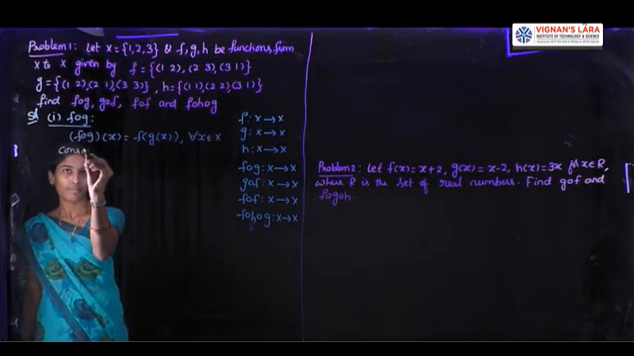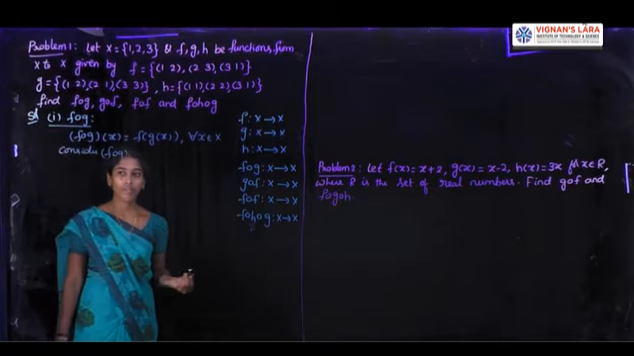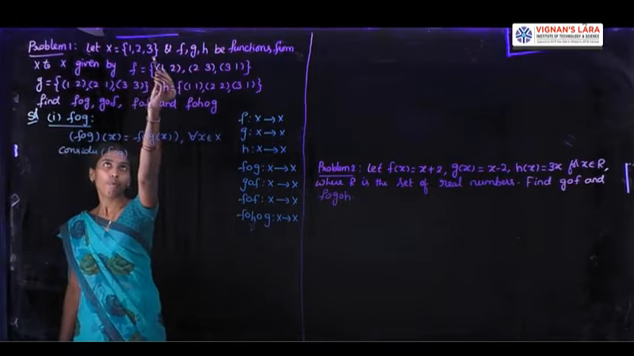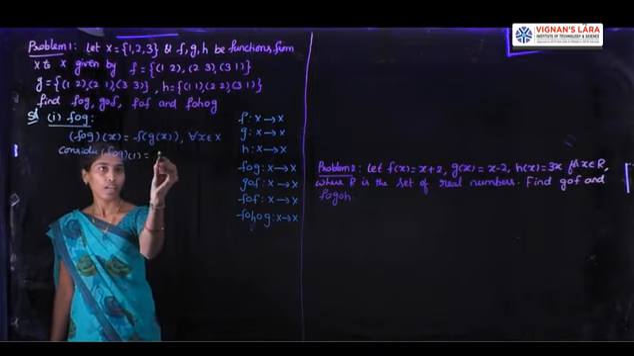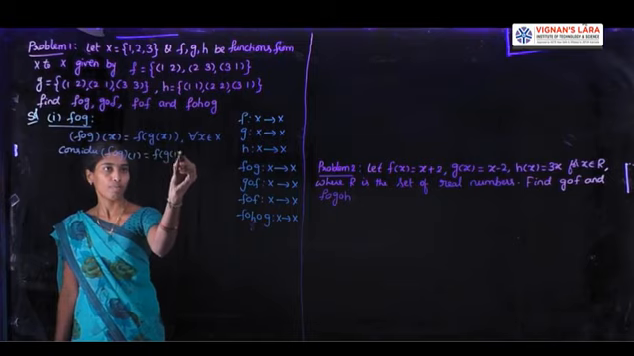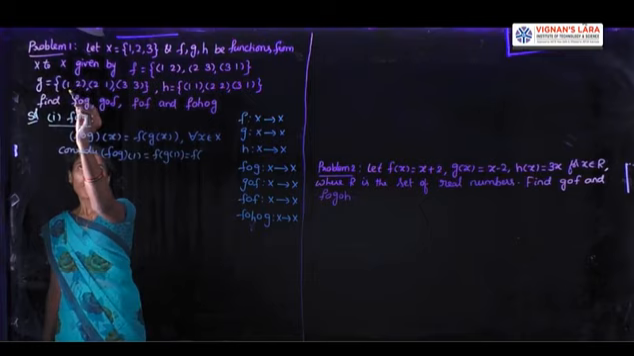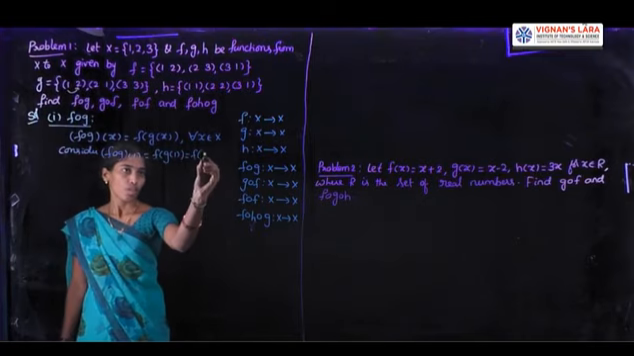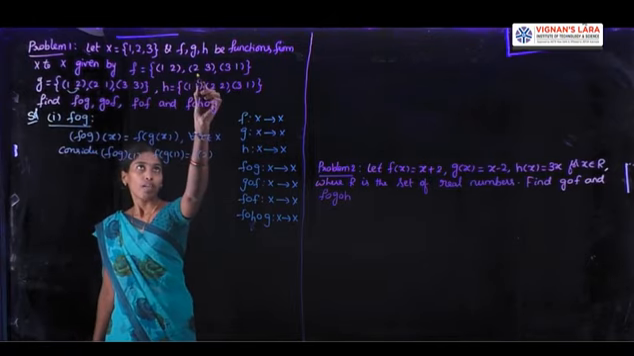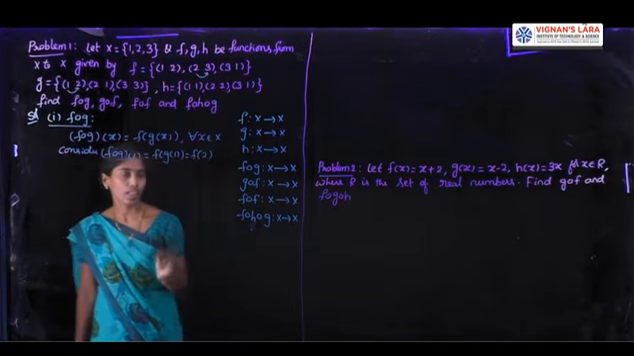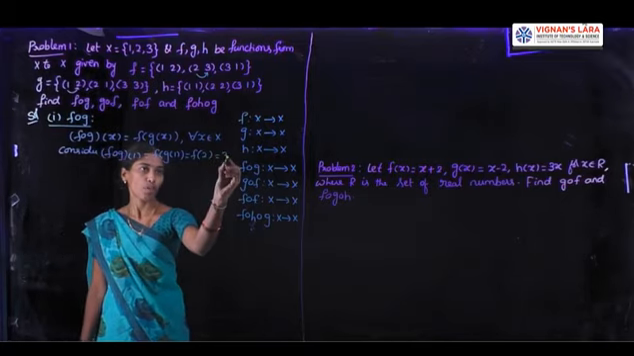Right. Consider F circle G. What are the elements of X here? X consists of 1, 2 and 3. Now we start with the first element of X, which is 1. F of G of 1. What is G of 1? In the relation G, 1 is mapped to 2. So F of 2. Now in the relation F, 2 is mapped to 3. So F of 2 is 3.